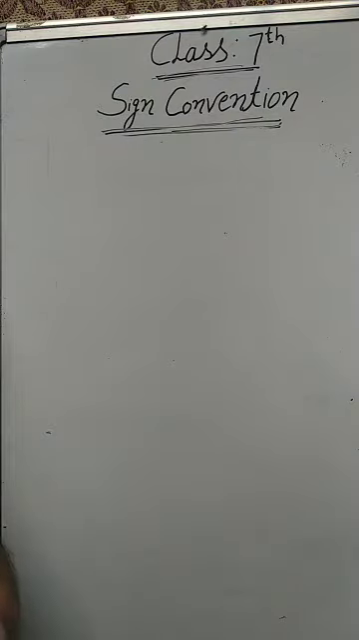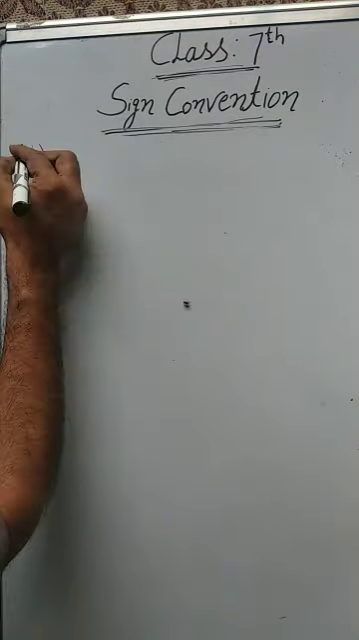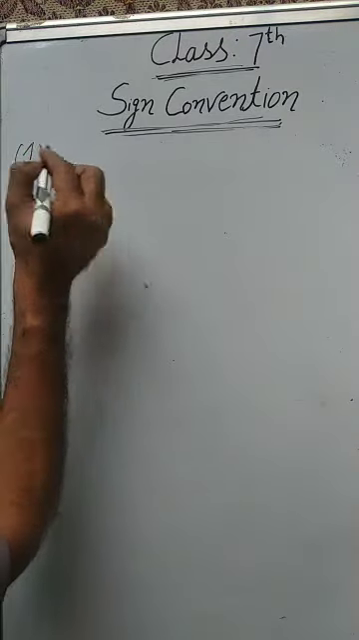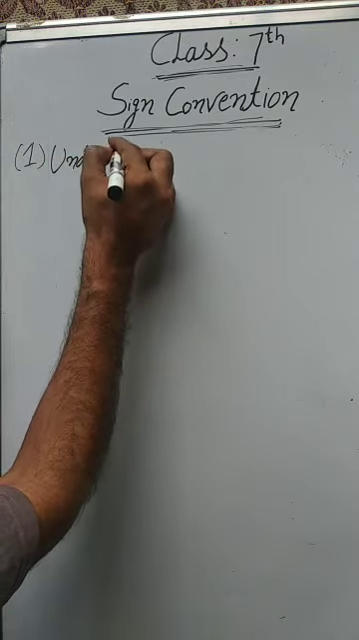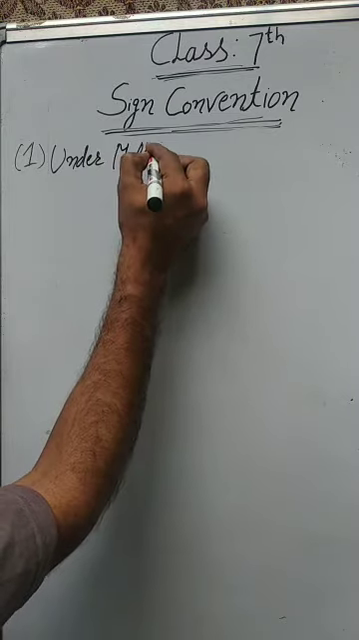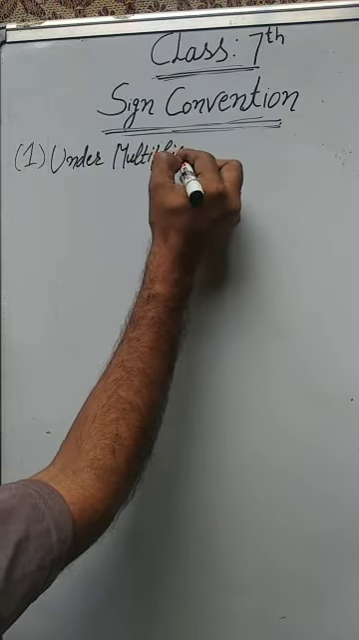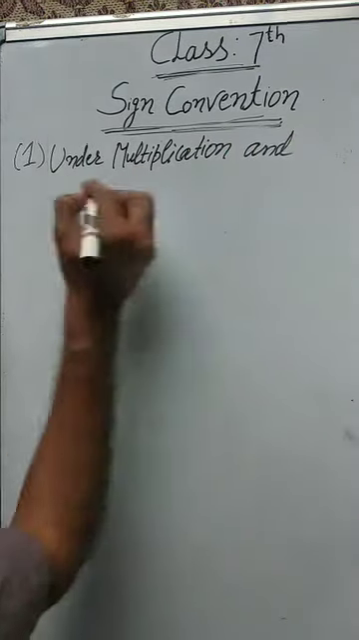Now beta, sign conventions are specially two types. First, under multiplication or division.